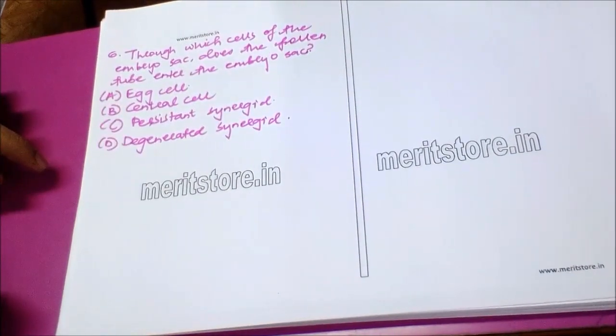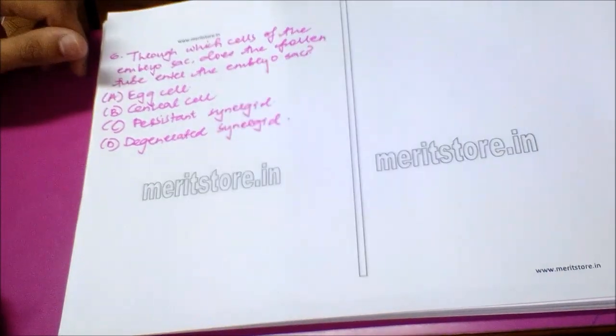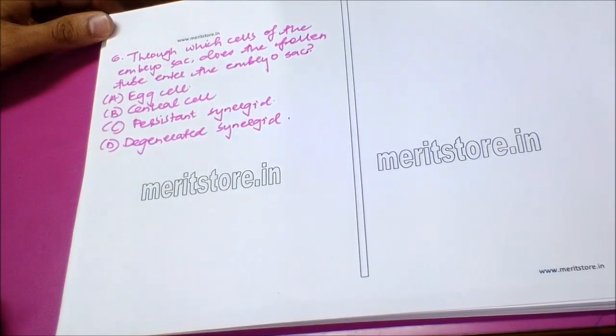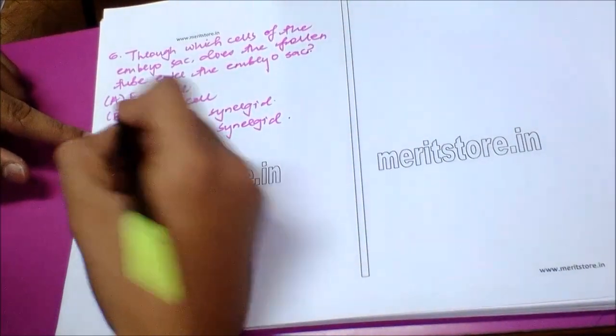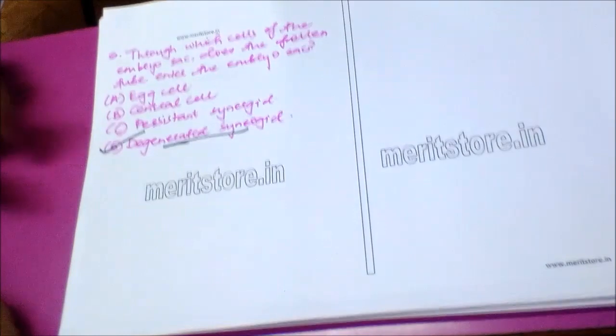Through which cells of the embryo sac does the pollen tube enter the embryo sac? Option A, egg cell, option B, central cell, option C, persistent synergid, and option D, degenerated synergid. So the answer to this question is quite straightforward, which is option D, degenerated synergid.